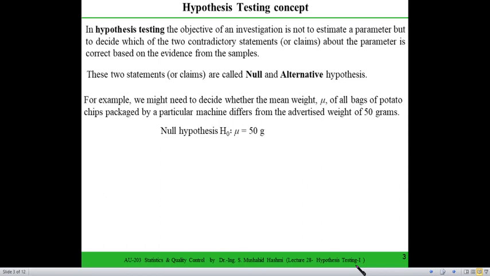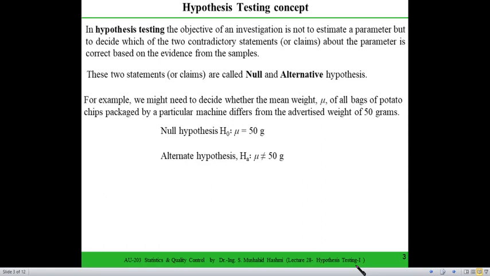Here the null hypothesis would be that the mean weight is 50 grams, and we use H naught to represent the null hypothesis. The alternative hypothesis would be that the mean weight is other than 50 grams, so it could be smaller than 50 grams or it could be greater than 50 grams.